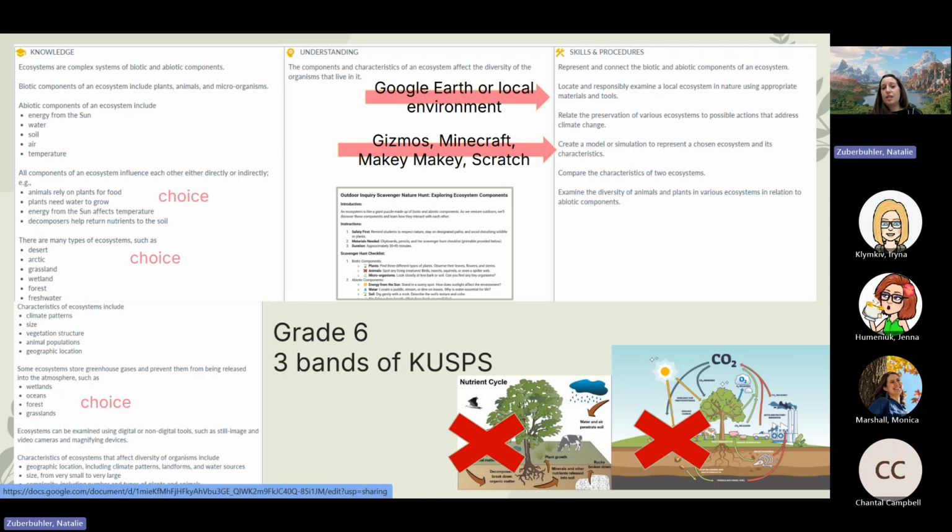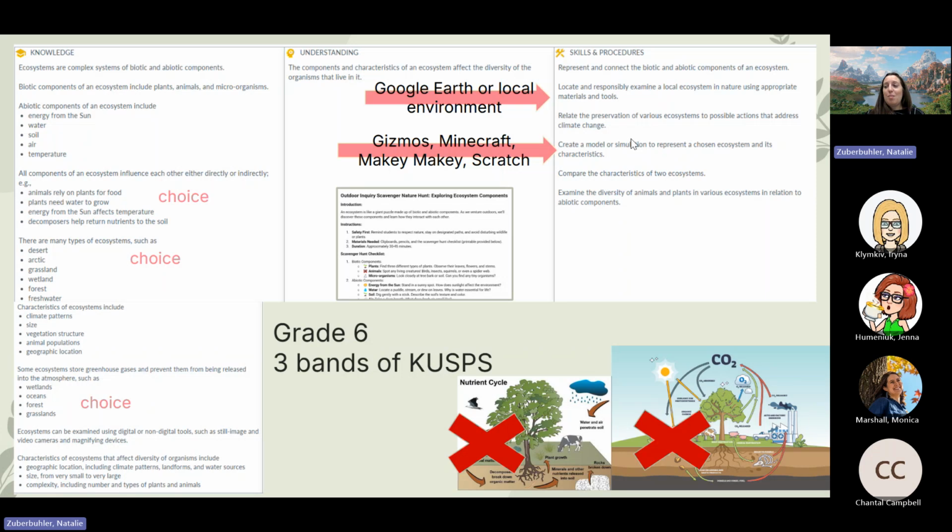To launch your grade 6, I would encourage you to use this biotic, abiotic nature hunt. There's so many opportunities to take our kids outside with Earth and living systems. Once again, it says create a model or simulation to represent a change in an environment. You can do that through computer science or through Makey Makeys or Minecraft Education. There's lots of cool things that we can do here.